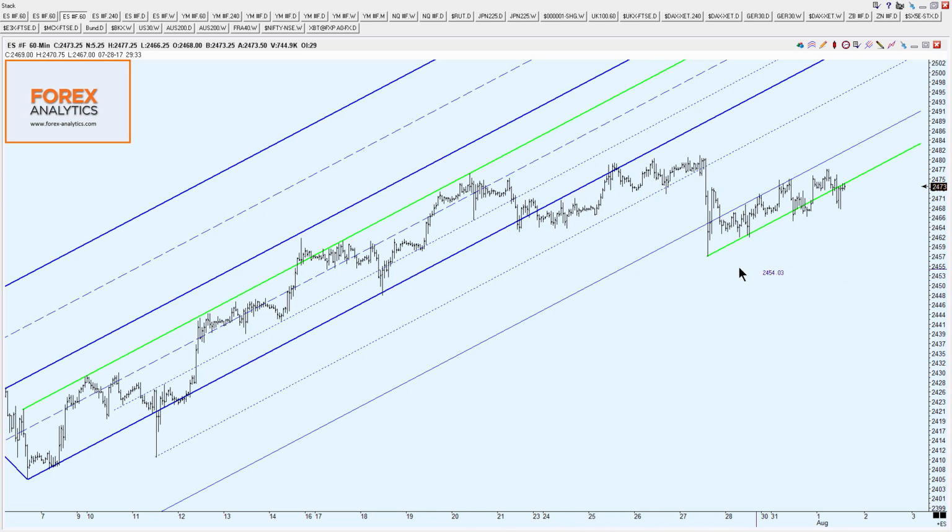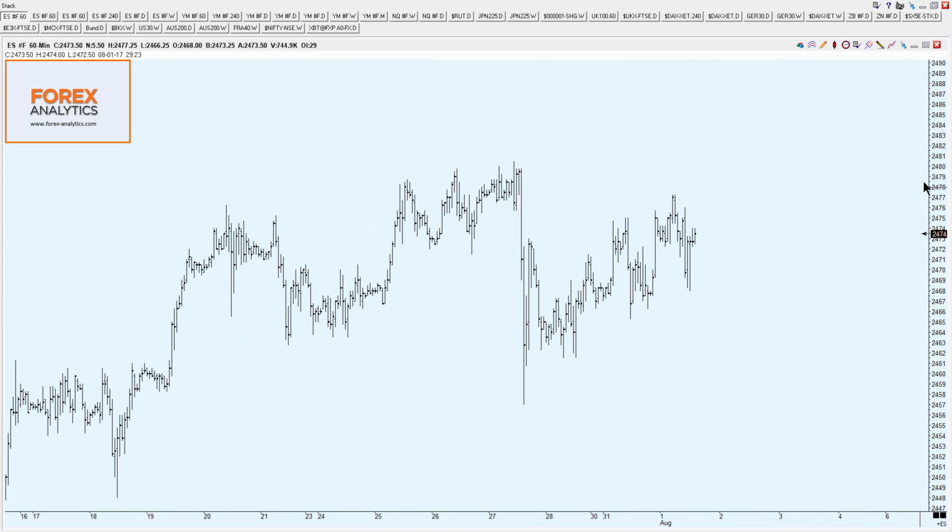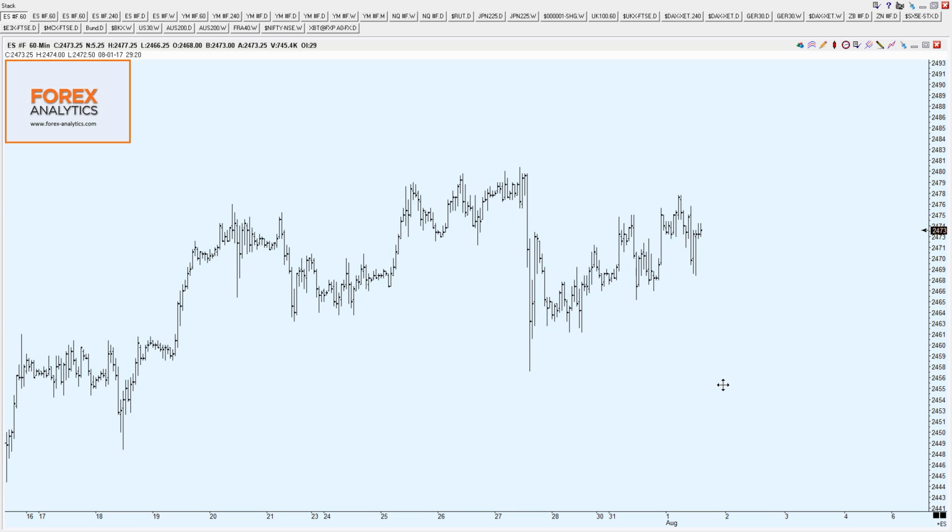Also, you can see lines that we keep drawing in the line of the blue fork. We just keep falling underneath them. We're moving sideways. This is again 60 minutes. We're moving a bit sideways.